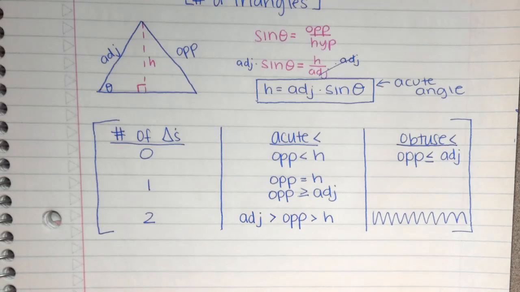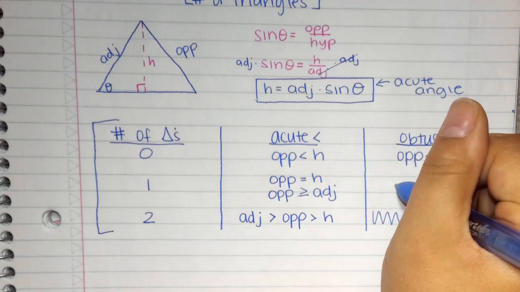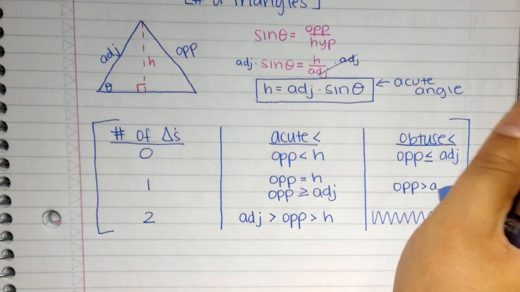So what would create a triangle if it was obtuse? If it's greater than the adjacent.